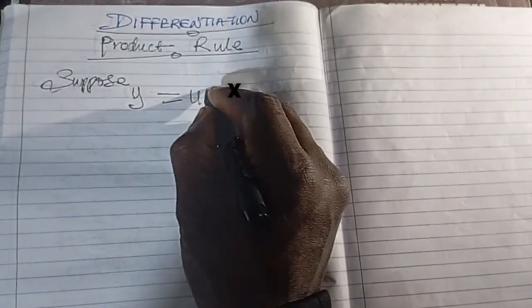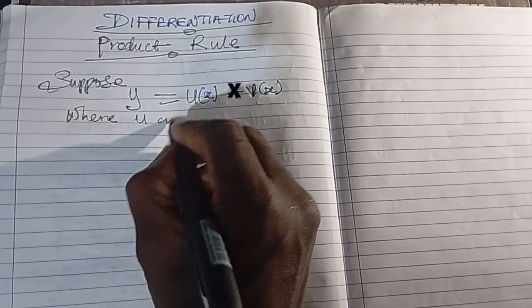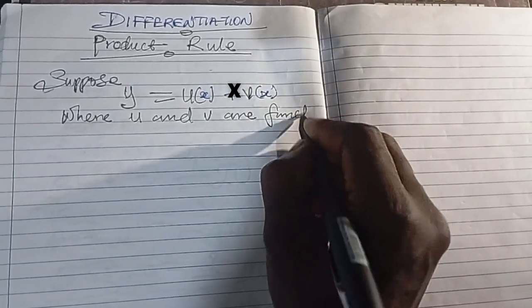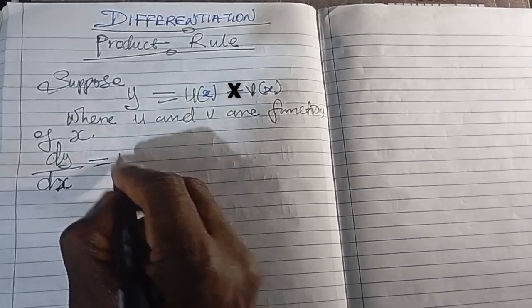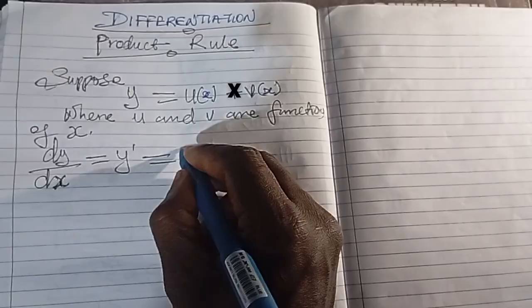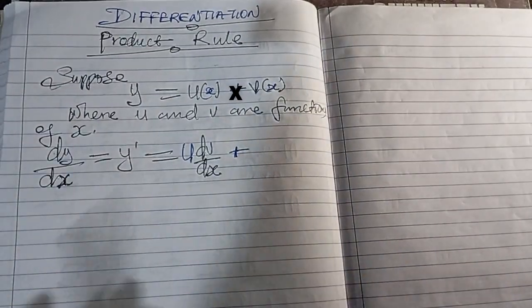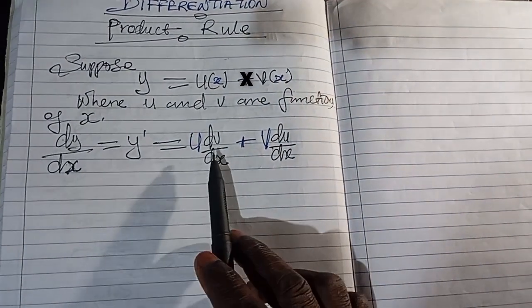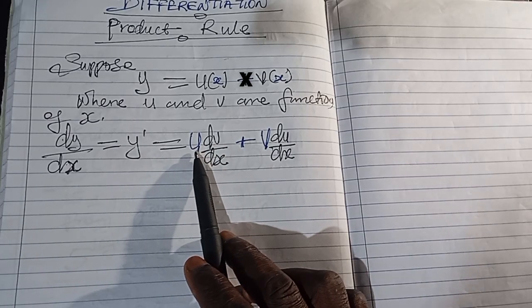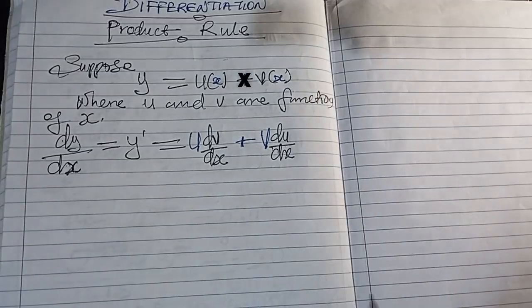Suppose y is equal to u of x v of x, where u and v are functions of x. Then dy dx, which is same as y prime, will be equal to u dv dx plus v du dx. That is, differentiate the v and multiply it by the u function. Differentiate u and then multiply it by the v function. Then that should be the derivative of that function.